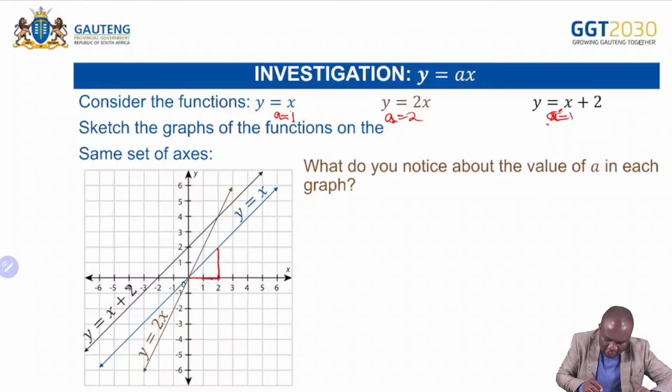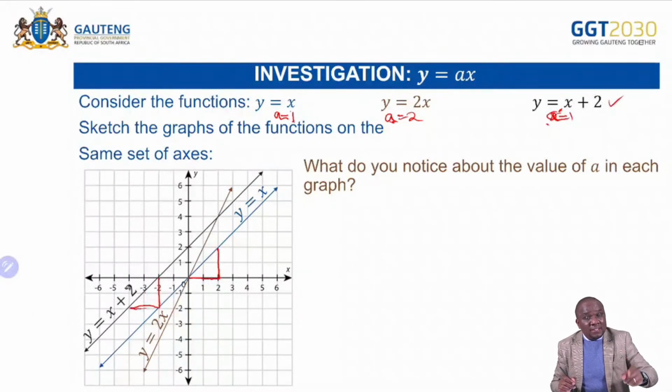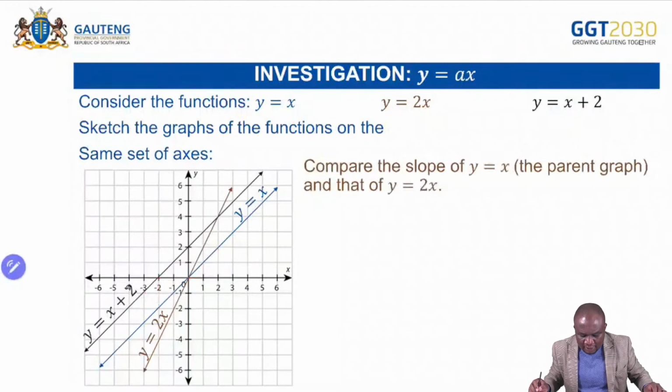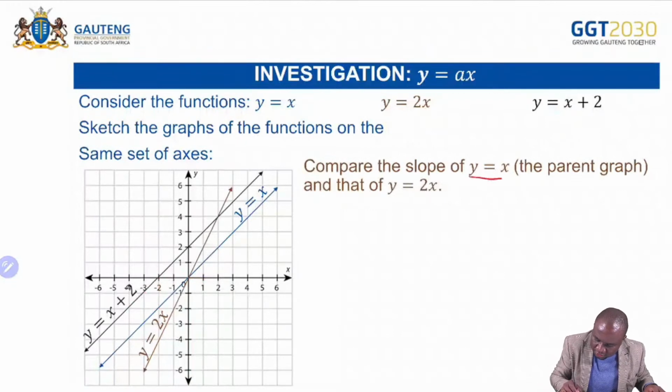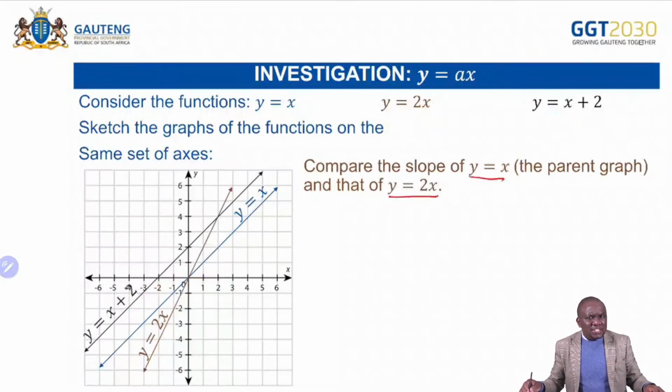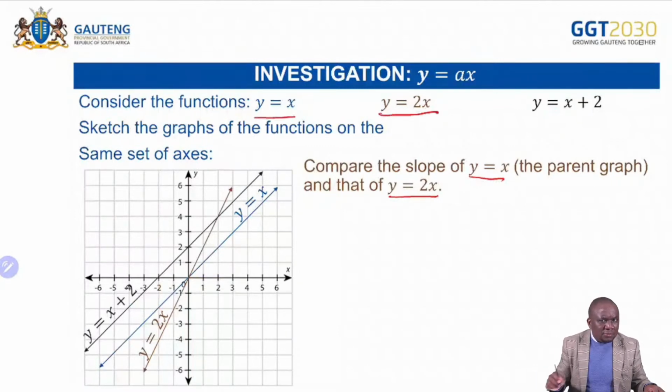Even this one, you can take these two boxes. Change in y is equal to change in x. So change in y over change in x is going to be 1. So a represents what? The gradient. Please don't forget that. And then compare the slope of y is equal to x and y is equal to 2x. Which one is steeper? Y is equal to 2x is steeper than y is equal to x. The higher the gradient, the steeper the graph.